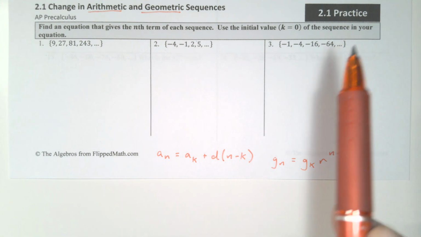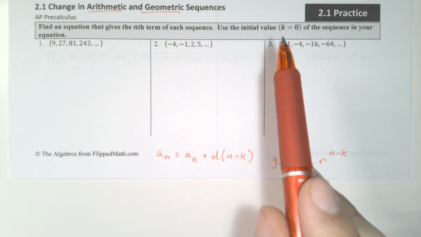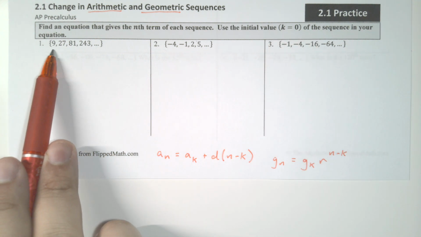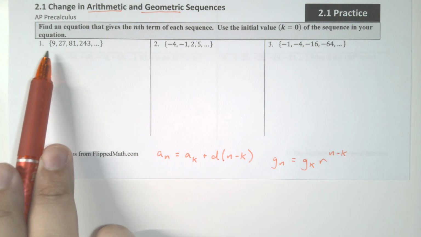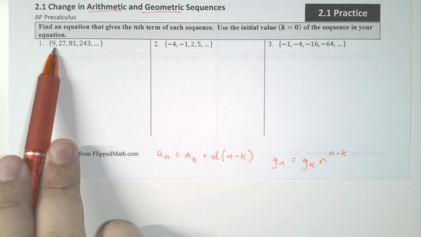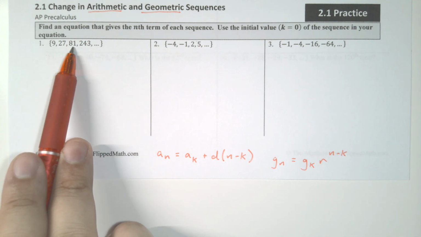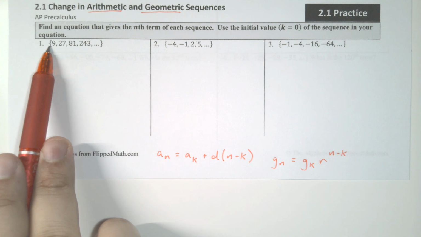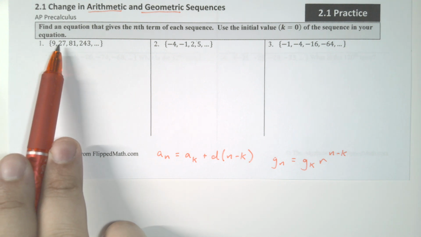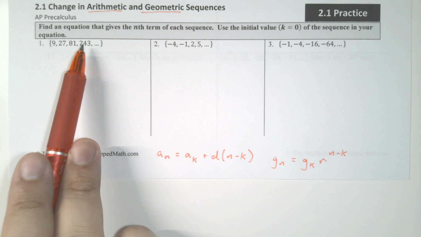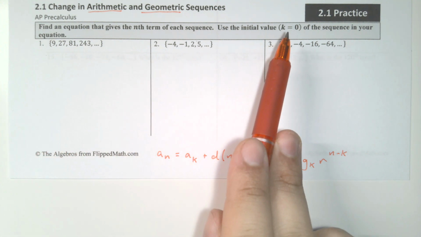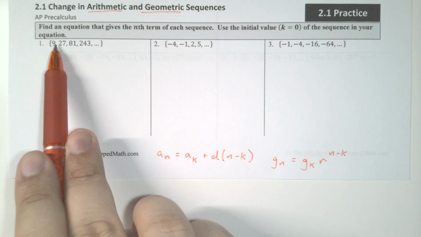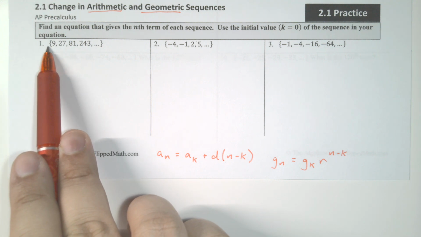And in the directions, we're given that we use the initial value k is equal to 0. So that means that, remember, all of our sequences are starting with a or g. It doesn't really matter what letter we use, but our first term, second term, third term, fourth. So if we have a geometric sequence, this would be g sub 1, g sub 2, g sub 3, g sub 4. And since we're using k is equal to 0, that means that we're using the 0th term, so what the term before this would be.